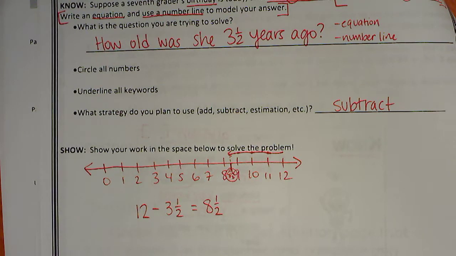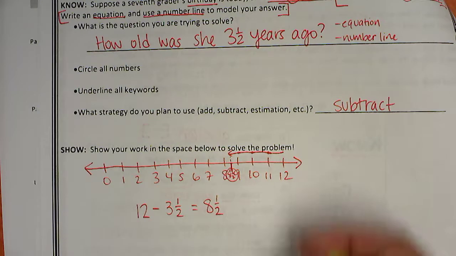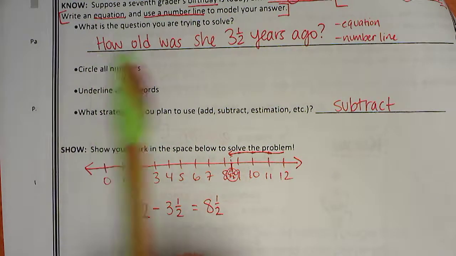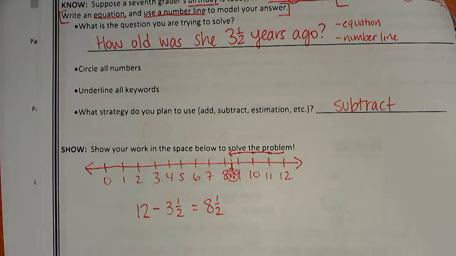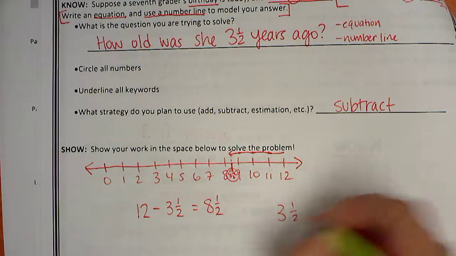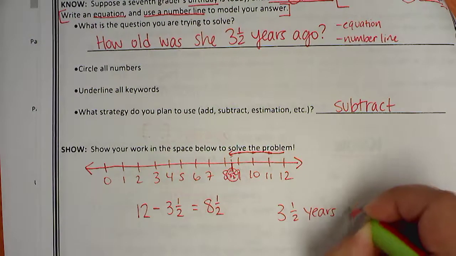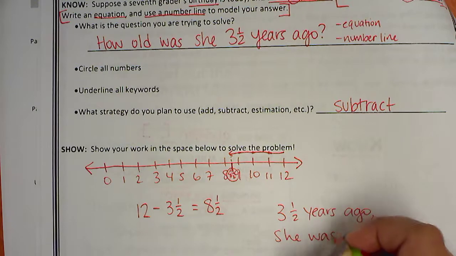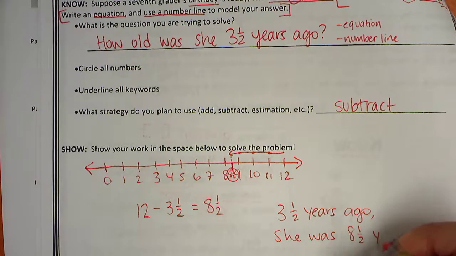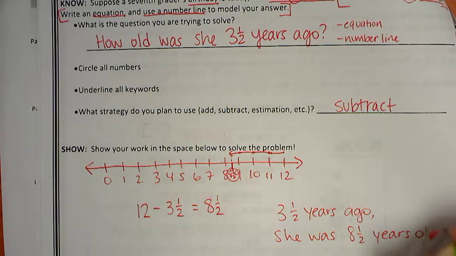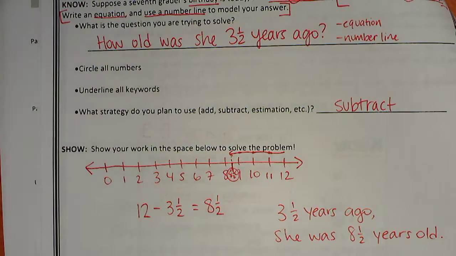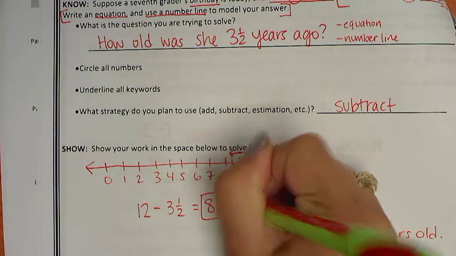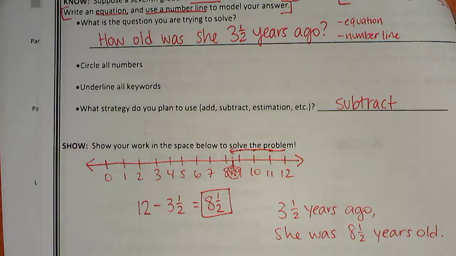Then I can say my answer in a complete sentence. I'm answering the question, how old was she 3.5 years ago? So I'll say 3.5 years ago, she was 8.5 years old. And I can even box the number that's my answer to make sure that my teacher knows what my answer is and where it is.